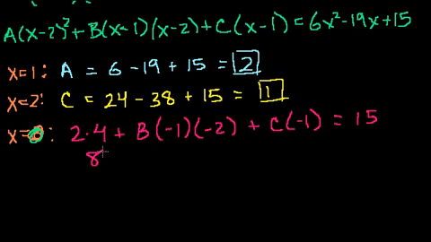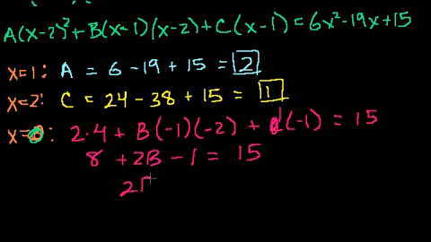We get 8. Let's see, this is plus 2b, right? Minus 1 times minus 2 is plus 2. Oh, and we shouldn't have written the c here. We know what c is. C is 1, right? So this is just a 1. So 1 times minus 1 is minus 1, is equal to 15. And let's see, we have 2b is equal to 16 minus 8. B is equal to 4, dividing both sides by 2.